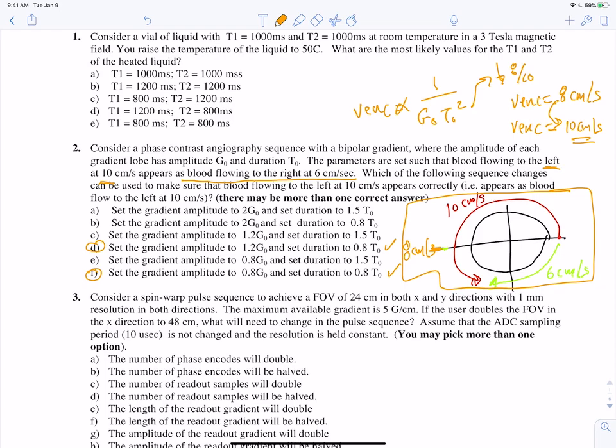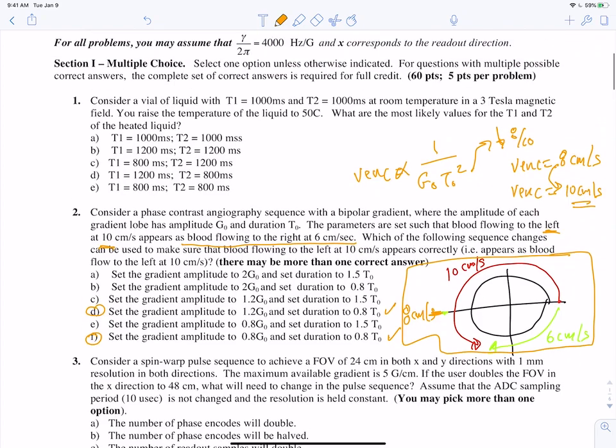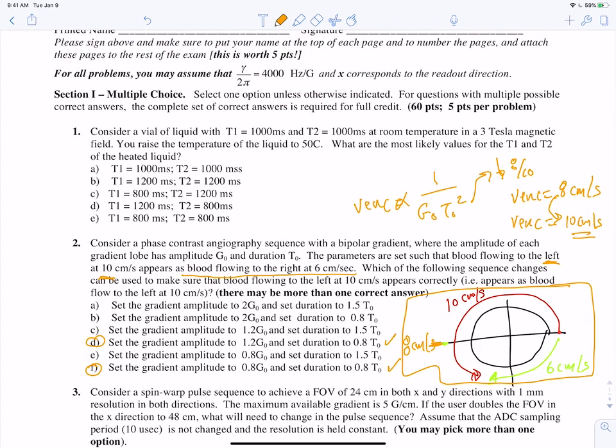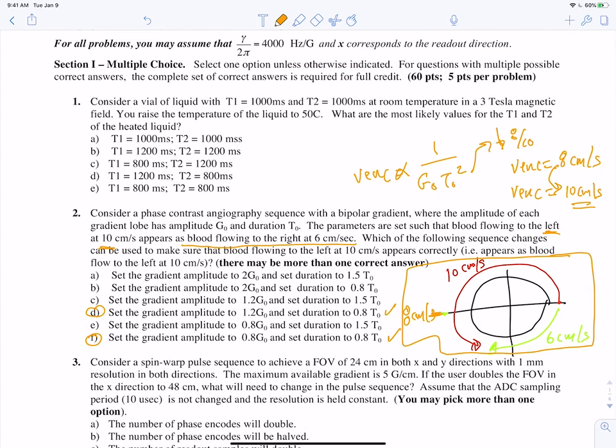Okay, any other questions? Okay, so let's get on to the other questions, which will be more helpful for the quiz. I was mostly going over this problem to help you with the homework. Okay. So for problem 1, we have a vial with T1 of 1,000 and T2 of 1,000 at room temperature. You raise the liquid temperature to 50 degrees C, which is quite a lot. What are the most likely values for the T1 and T2 of the heated liquid?